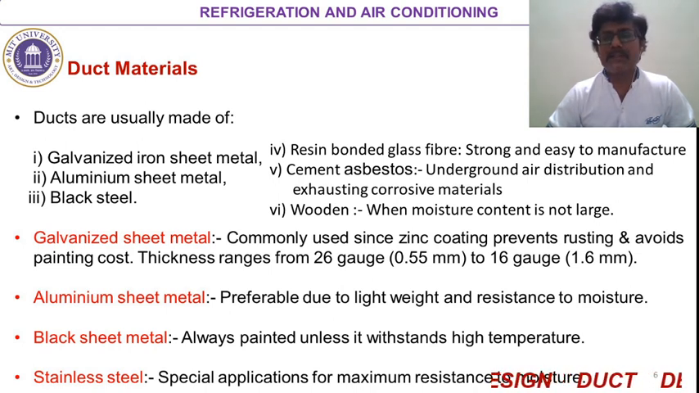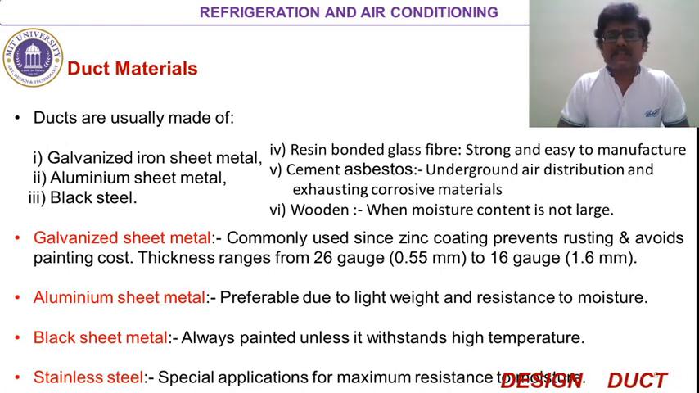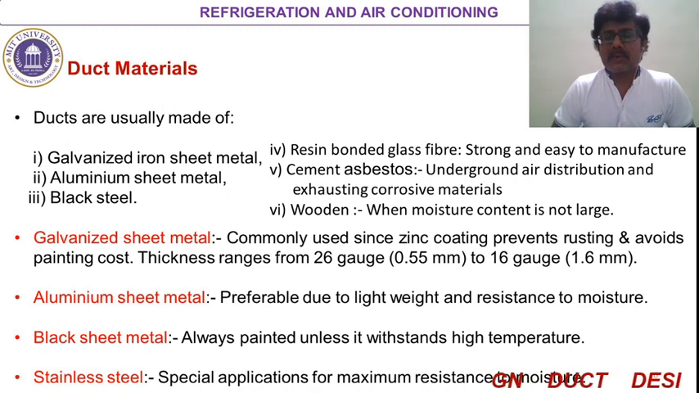are very commonly used in the construction of ducts, and they are provided with a zinc coating, which helps to prevent rusting, and it also avoids the cost of painting, which may be required in some other metallic materials. The thickness of the sheet normally ranges from 26 gauge, that is around 0.55 millimeters, to 16 gauge, which is nearly equal to 1.6 millimeters. This is the thickness of the sheet which can be used for galvanized sheet metal for the construction of the ducts.